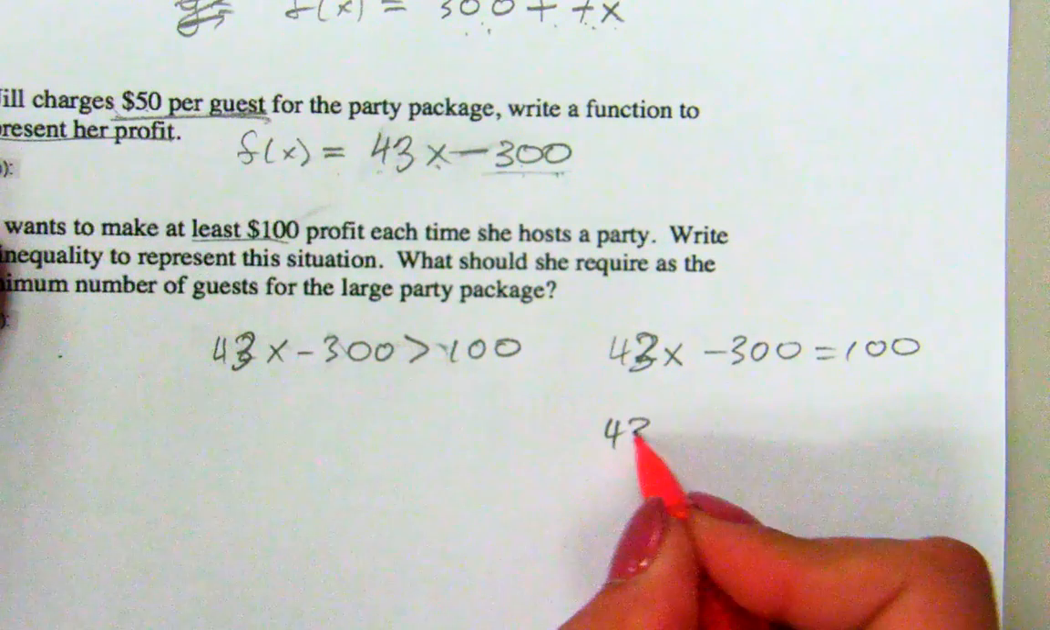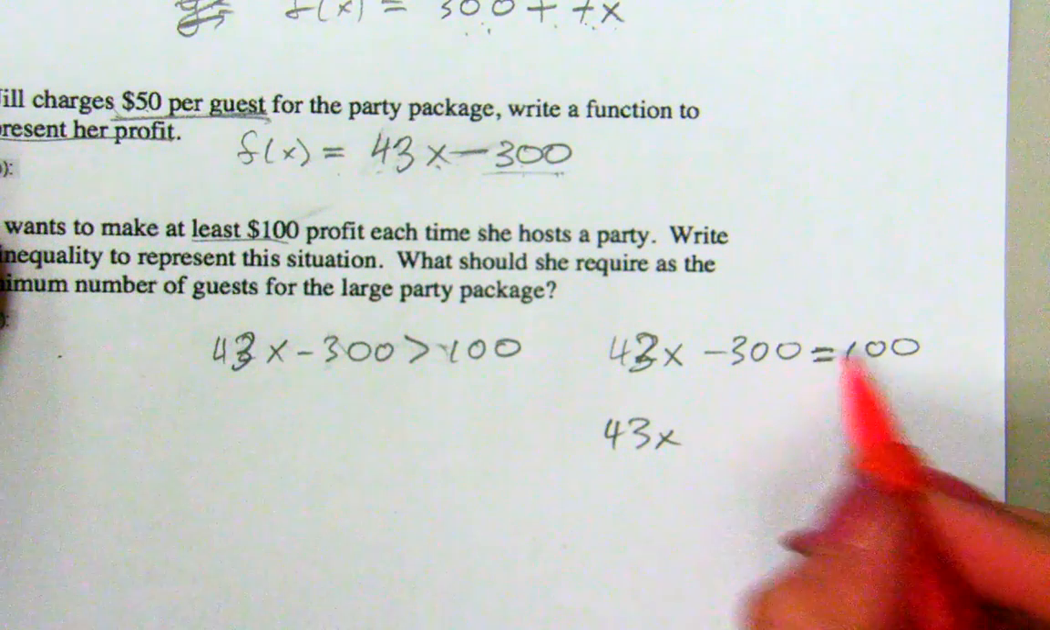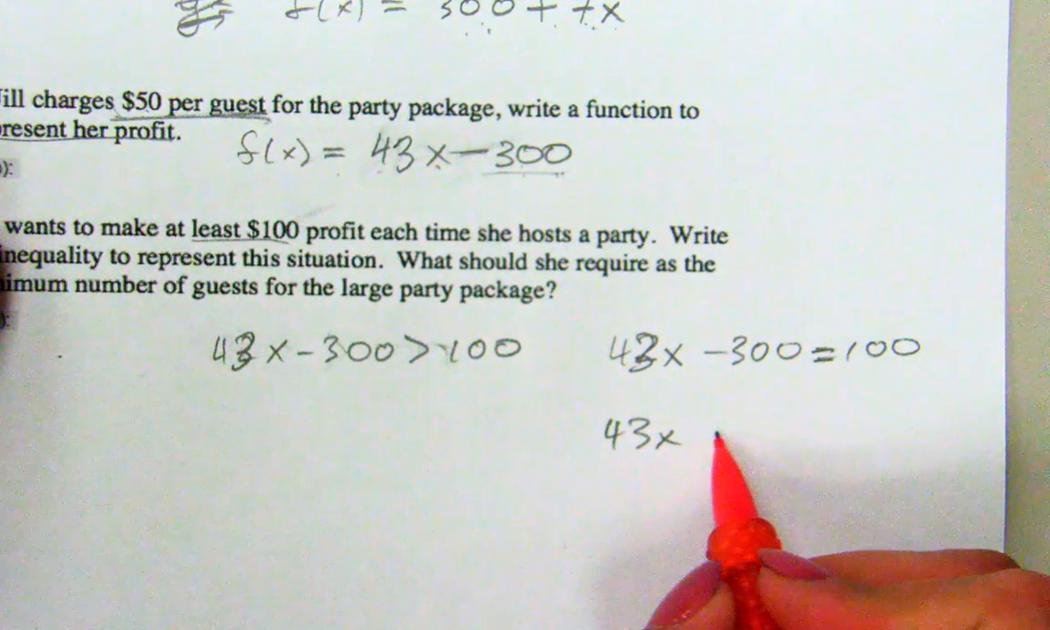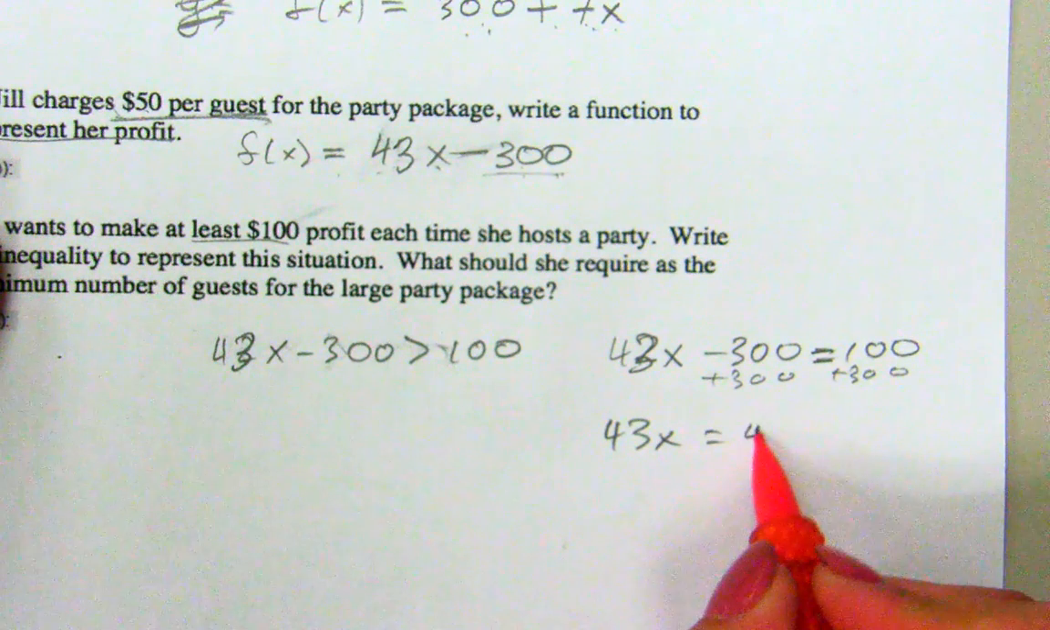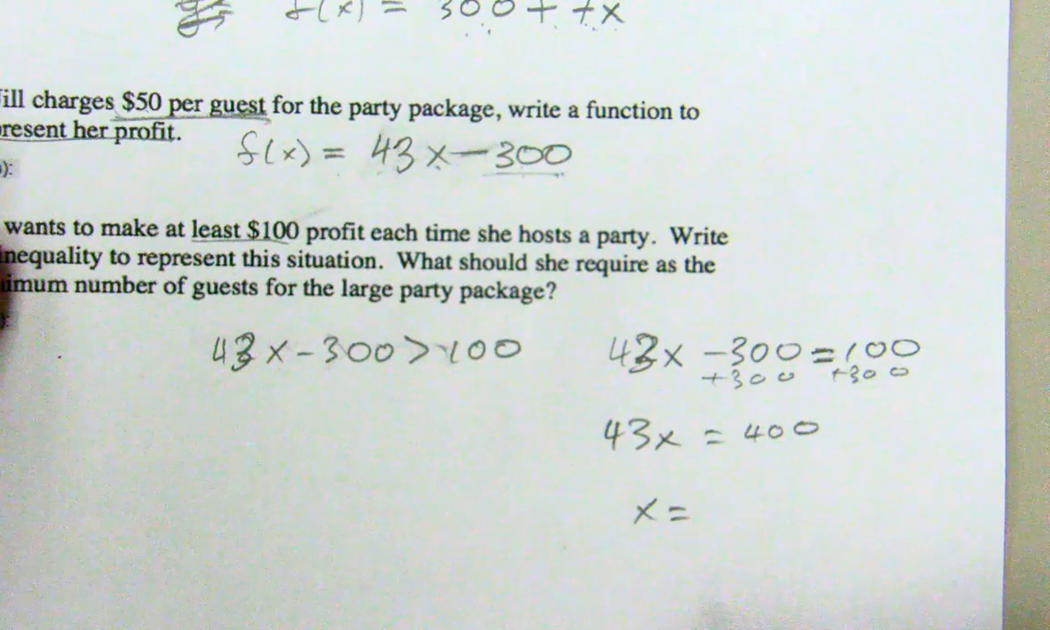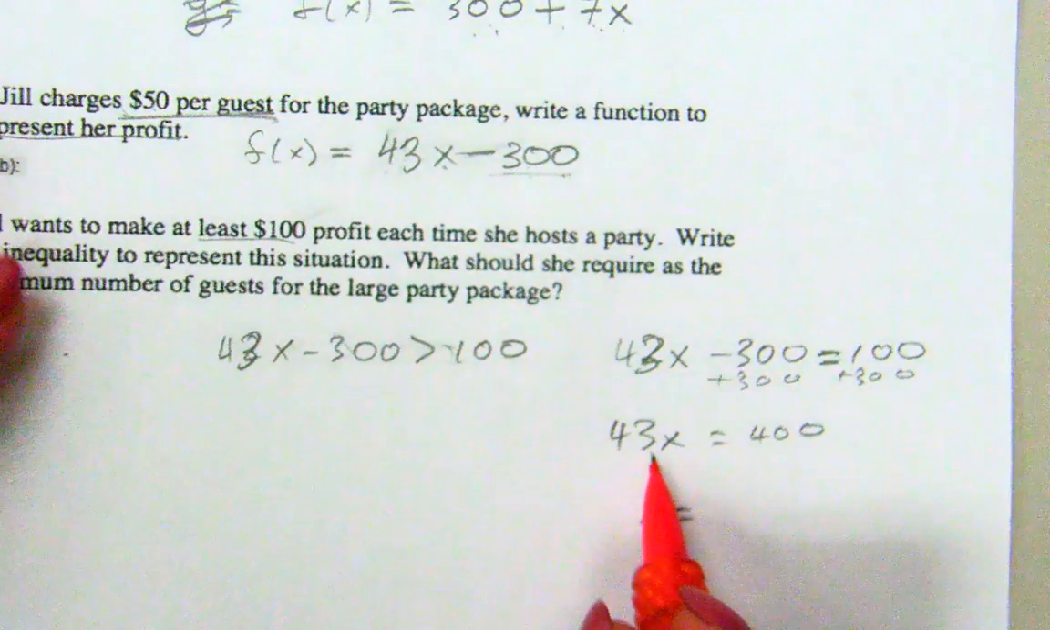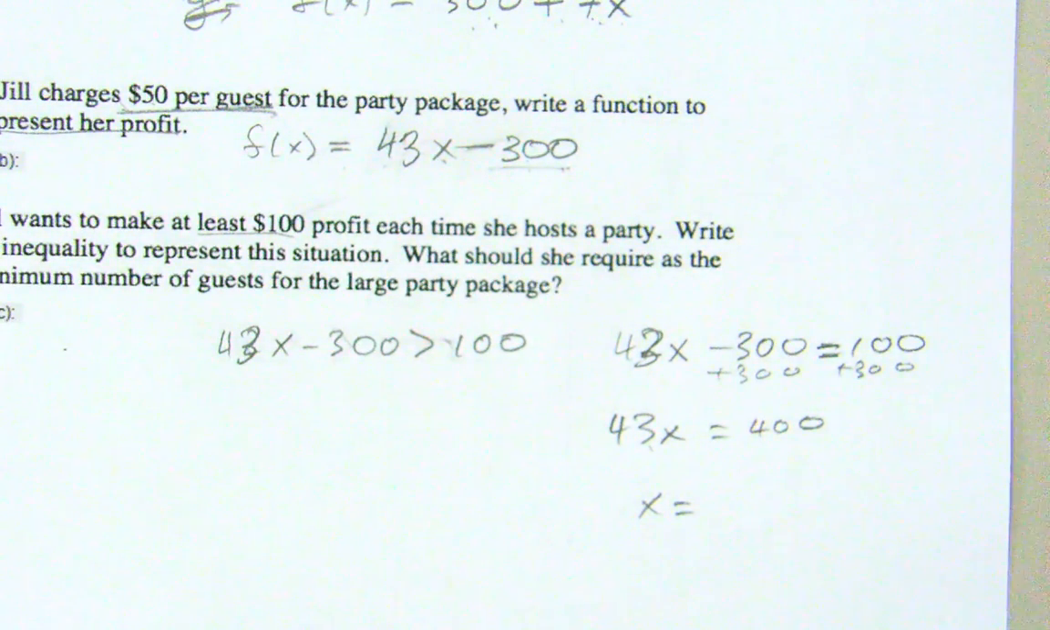Okay, so 43x plus 300 equals 400. So x is going to equal, I bet you it's not 43. I bet you it's just 50. Well, that's silly. That doesn't make any sense. Her profit is not $50. So why would I do an equation that has 50 in it if the profit is really $43?